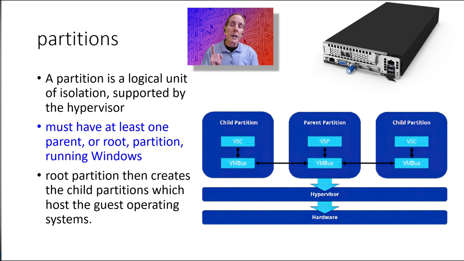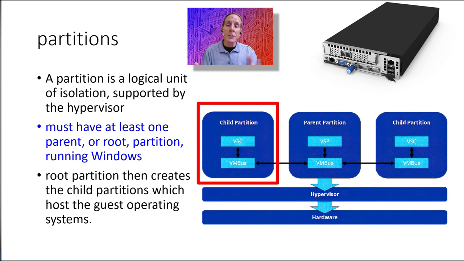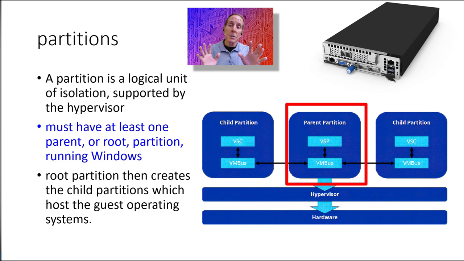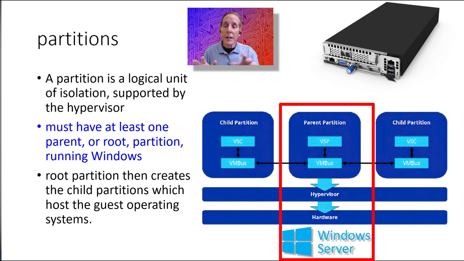All right, in the world of Hyper-V, we have to understand some terminology. And one of those terms is partition. A partition in Hyper-V is a logical unit of isolation, and it's supported by the hypervisor. In Hyper-V, you must have at least one parent, sometimes they call it a root partition, but inside must run Windows. That's unique to Microsoft's Type 1 hypervisor. Now, a root partition, or a parent partition, then creates child partitions, which hold the guest operating systems.